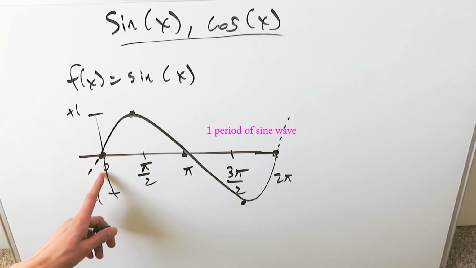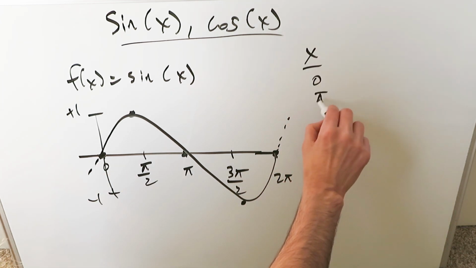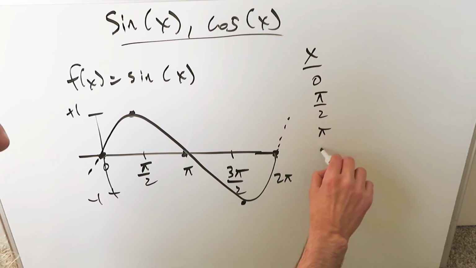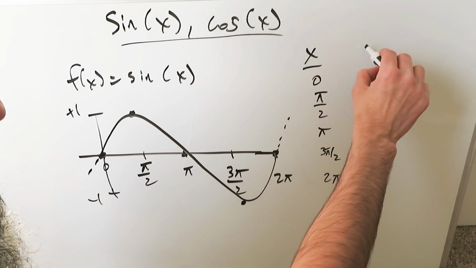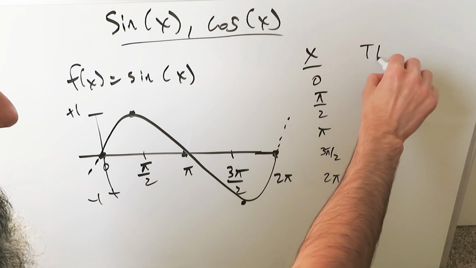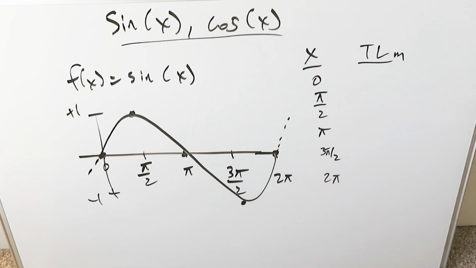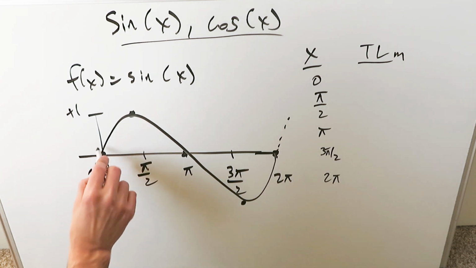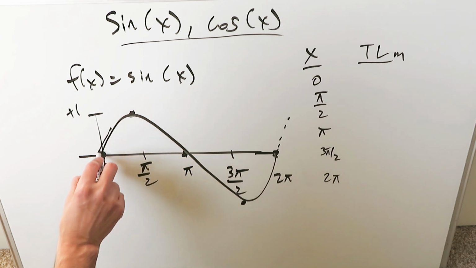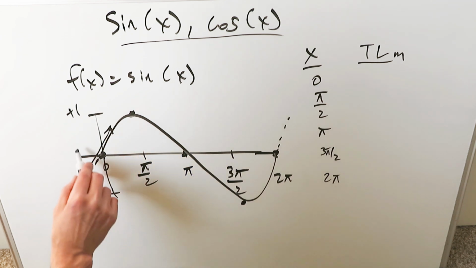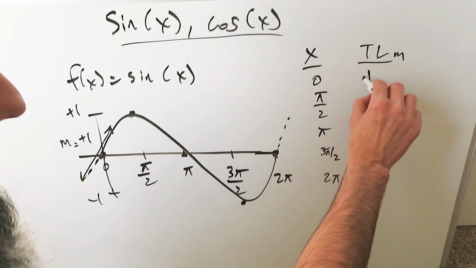If I look over here at points, these are my x: 0, pi over 2, pi, 3 pi over 2 and 2 pi, and I look at corresponding tangent lines, which I'll just call tangent line slopes, TLM, M for slope. If I were to look here at this point and draw a tangent line to this curve, grazing it, it would look something like this. What would be the slope of this? It would be a positive 1, and I'll put it right over here.